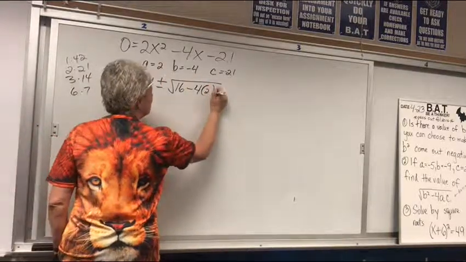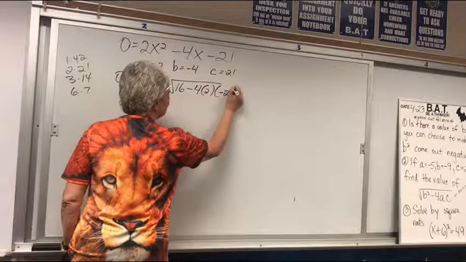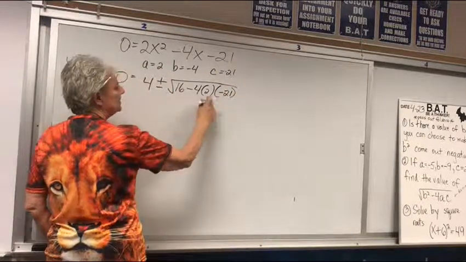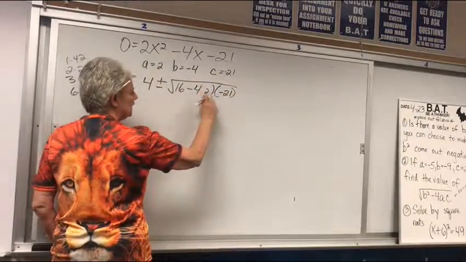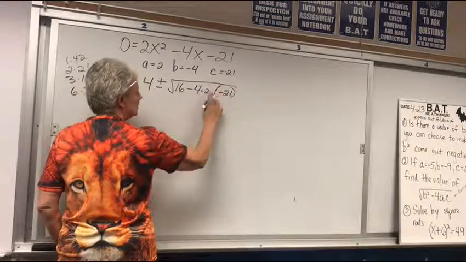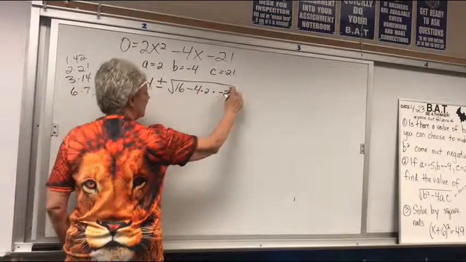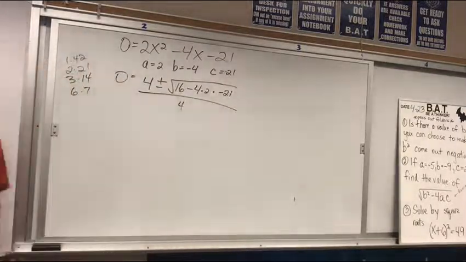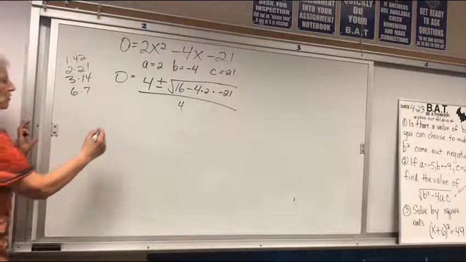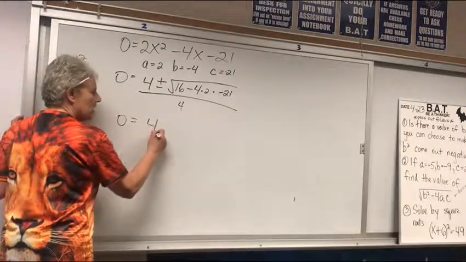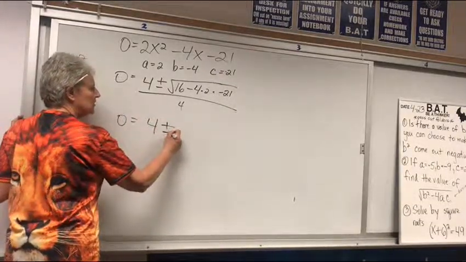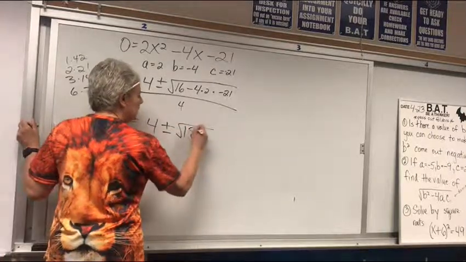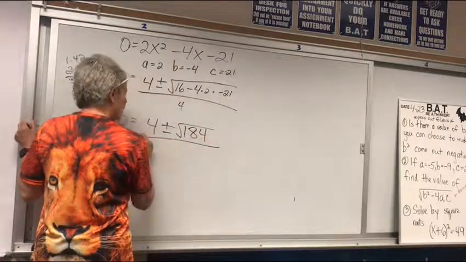2, negative 21. By the way, you don't need parentheses here. You can just do this. Times. What do you get inside? 184. So you get 4 plus or minus the square root of 184 over 4.